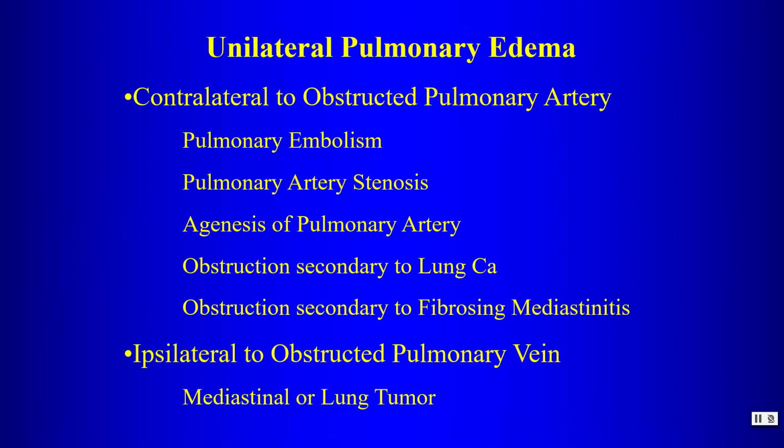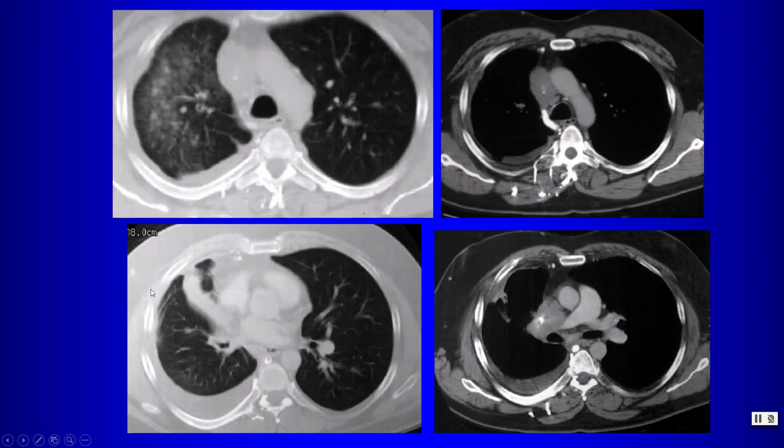So as we've said, we can have unilateral pulmonary edema contralateral to an obstructed pulmonary artery. That can be from pulmonary embolism, pulmonary artery stenosis, agenesis, obstruction from lung cancer, or obstruction from fibrosing mediastinitis. And you can have it also ipsilateral to an obstructing pulmonary vein, which can occur from a mediastinal or lung tumor. So in this example, we have a patient who has ground glass opacity here on the right side mostly, with a right pleural effusion.